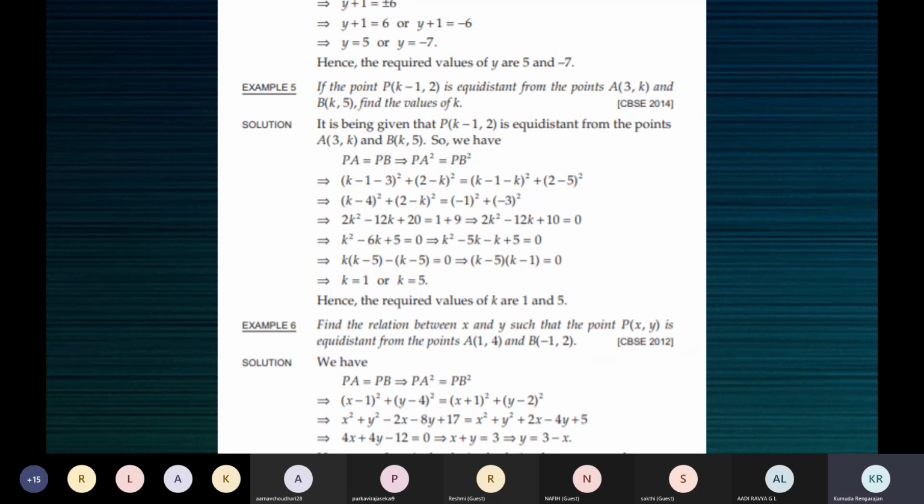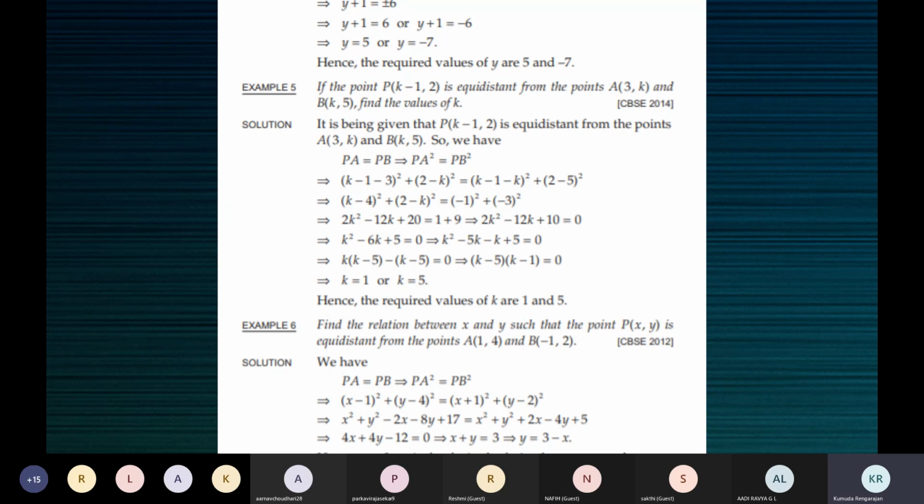Okay, so in example 5, there was only one unknown, k. So with the given condition, we were able to find the value of k. While in example 6, we have two unknowns x and y, but only one condition. So you cannot find x and y, but you can find the relation between x and y: x plus y minus 3 is equal to 0. Okay.